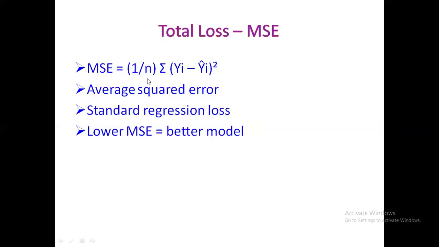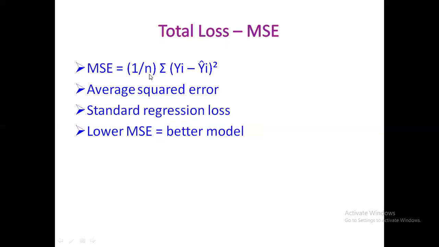Mean squared error means what? Mean means what? Average. So the total squared error is divided by n. How many n's have we taken? 1 by n into the summation of (yi minus yi cap) the whole square, where n is the number of samples. Average means what? How many samples you are using? That will be divided by n.